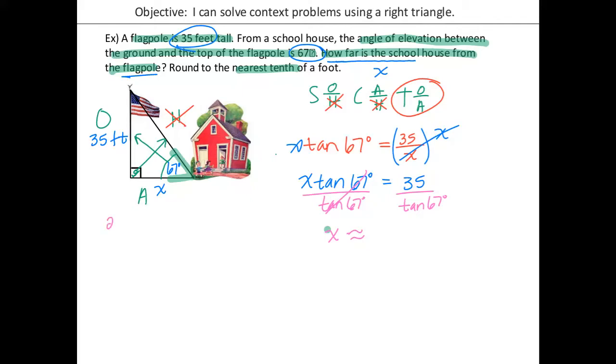So I'll write it out here. Second tangent. Oh, my bad. No, that's not what we're doing. Sorry, I'm thinking ahead. For the calculator, we're doing 35 divided by tangent. You're not doing the second. If you do second tangent, that gives you inverse. Sorry, we are not doing the inverse. 35 divided by tangent 67, close parenthesis, press equals.